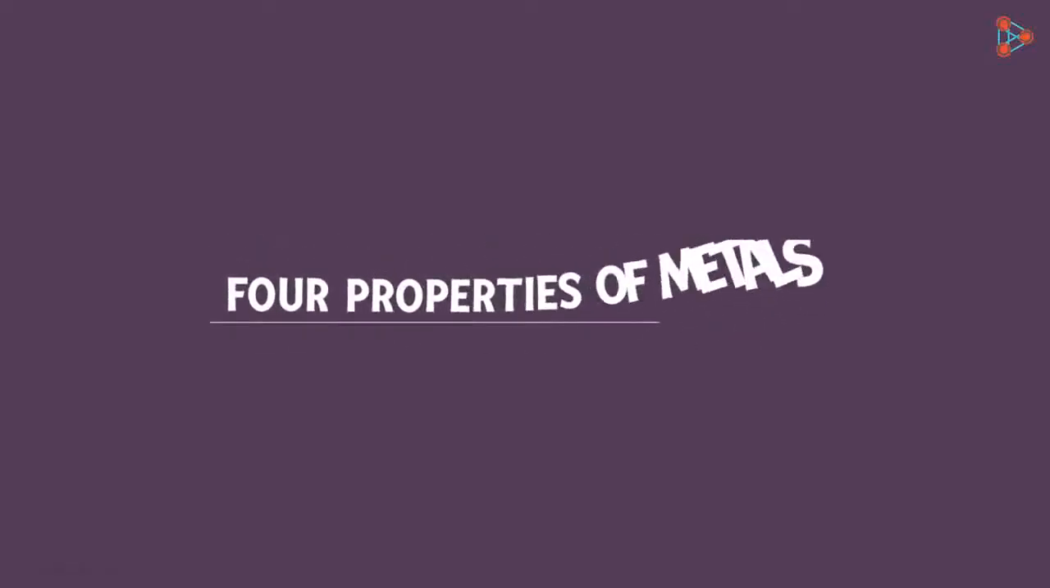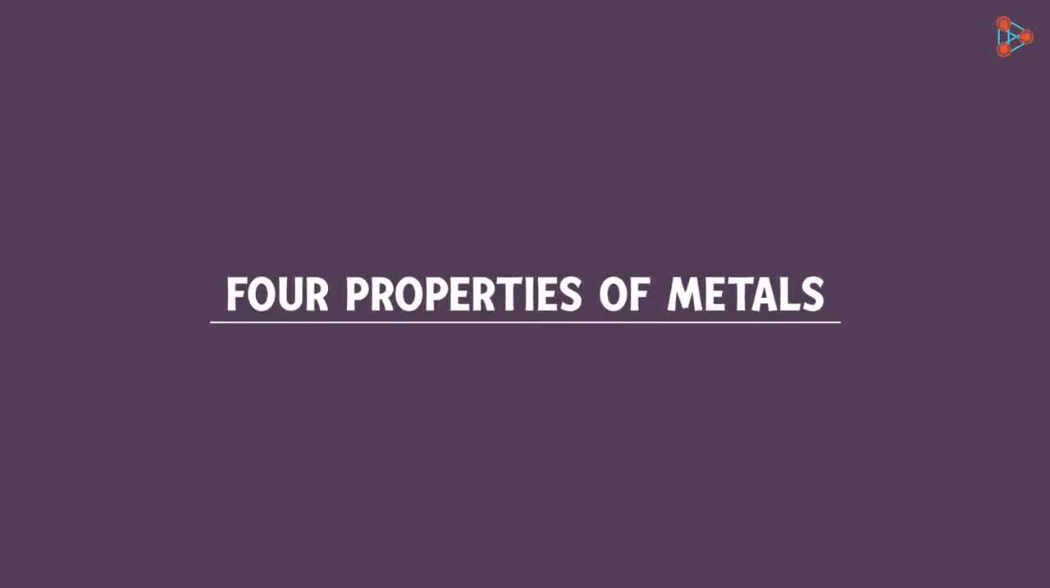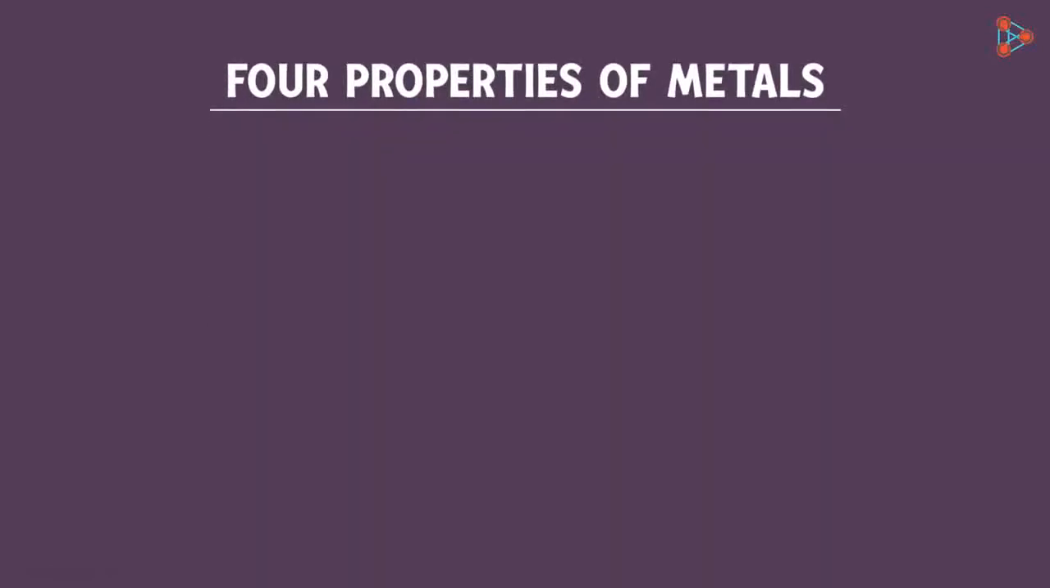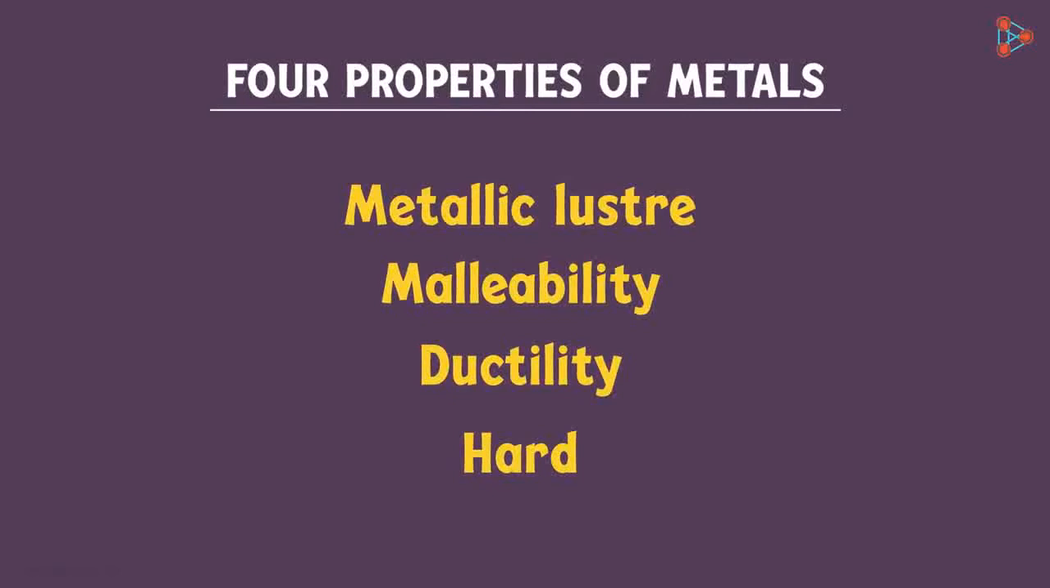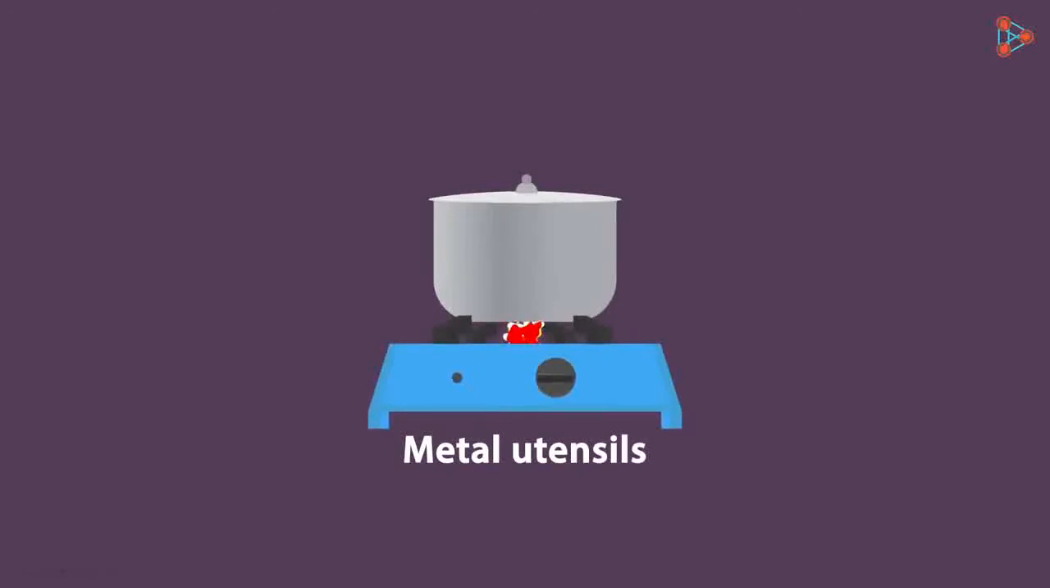We learned 4 properties of metals in our earlier video. Can you name them for me? Metallic luster, malleability, ductility, and that they are hard. These were the 4 properties, right? Can you think of some more properties of metals? Metal utensils are used for cooking, aren't they? Why do you think they're used for this purpose? Which energy do we need to cook food?